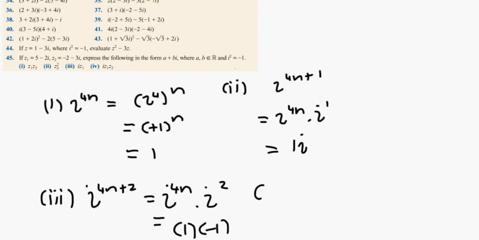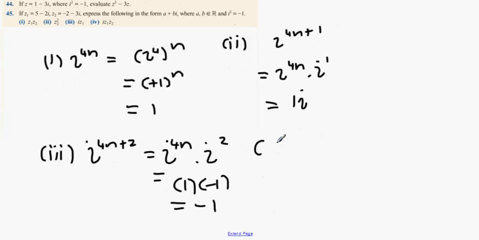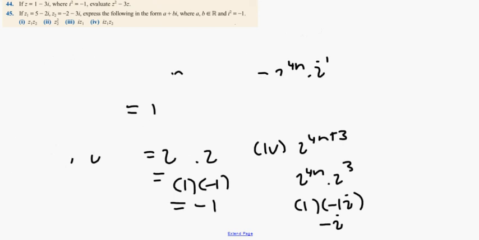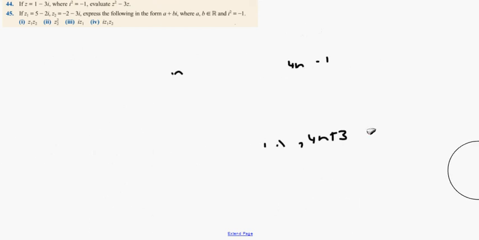And then finally i to the 4n plus 3. What we can get here is i to the 4n, i to the 3. We know that i to the 4n is 1, and we know that i to the 3 is minus i. So the answer is always going to be minus i. So there's our 4 answers for that question, which is question 31. And moving on.